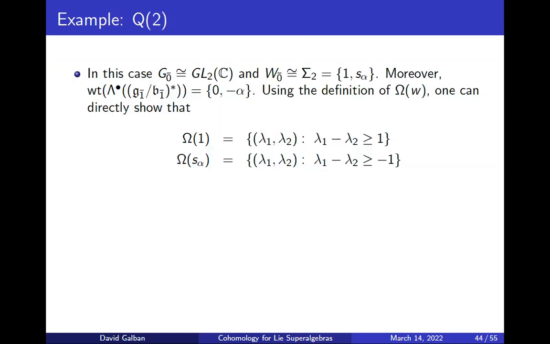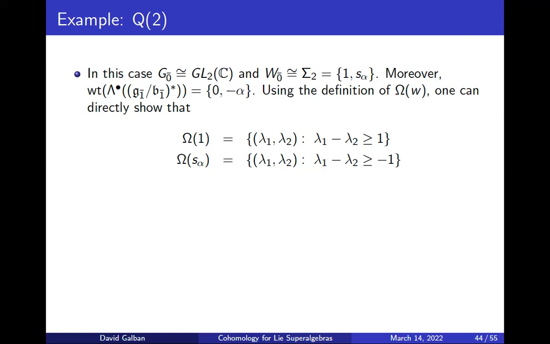So, giving some examples in small cases. First of all, with Q2, in this case the even Weil group W0 is just going to be the symmetric group on 2 elements. And so all the sums of distinct negative roots will just be 0 and minus alpha.